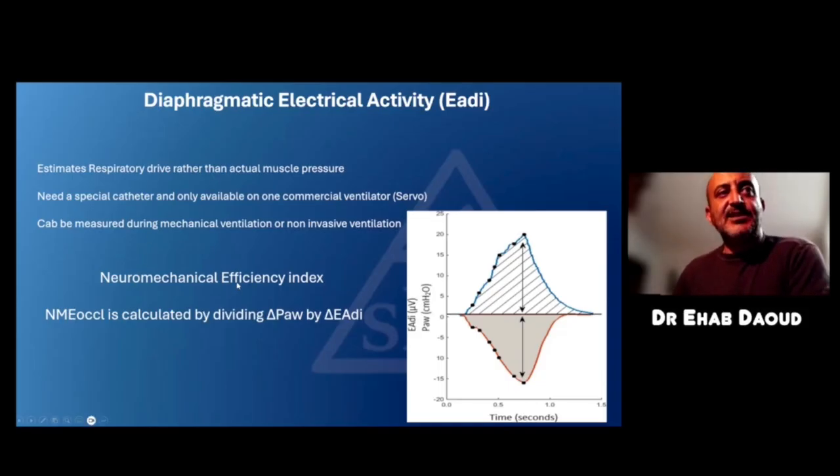But there is something called the neuromechanical efficiency index. One study talked about creating a formula for the neuromechanical efficiency index, which you can see here. And it was shown to correlate with the PMUS of the patient.